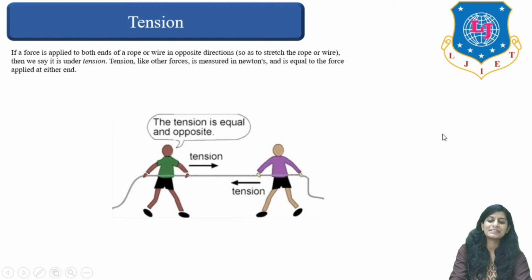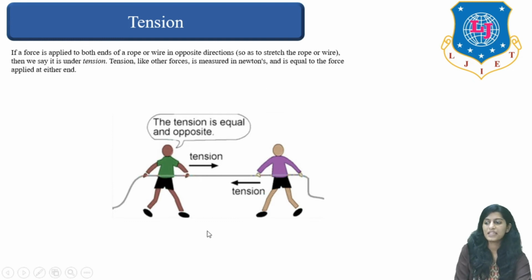The next one is tension. The word tension, we all know the word tension, right? There is some stress. So what do we mean by the word tension? If a force is applied to both the ends of a rope, then we are saying that the rope is under tension. Why is it under tension? Because at both the ends we are trying to apply force, and this tension is like another form of force. So tension is basically one kind of force which is applied from both the ends, right?